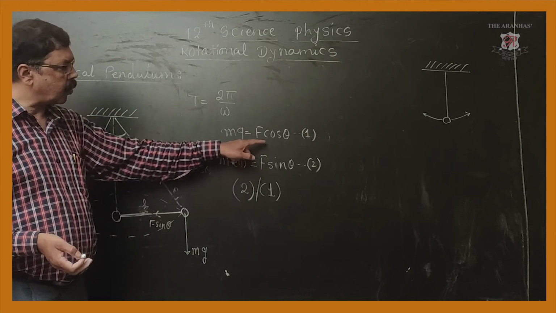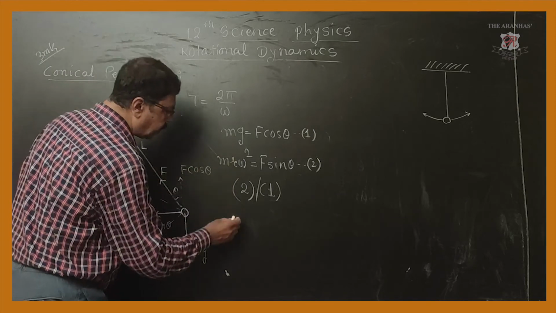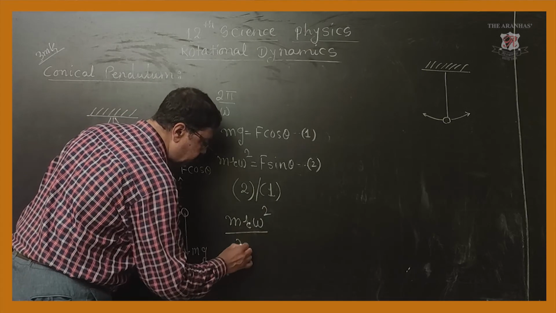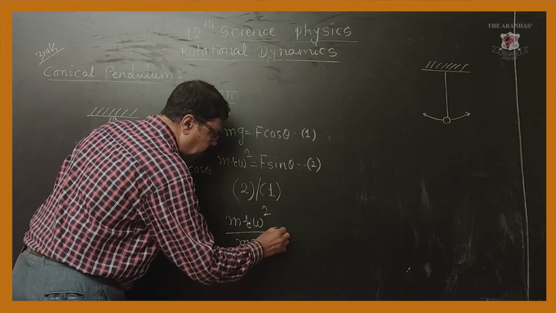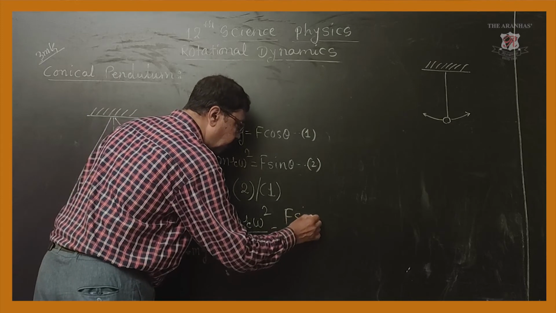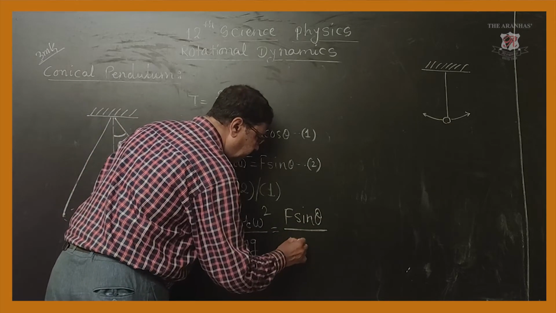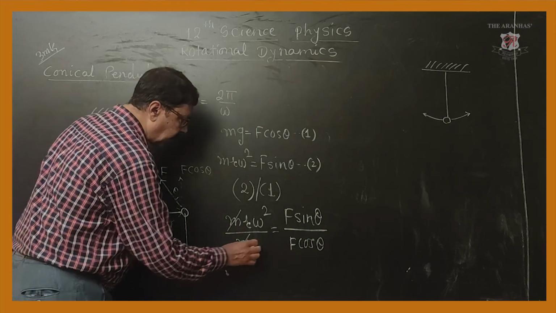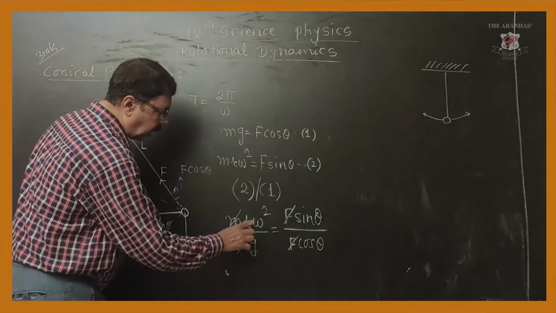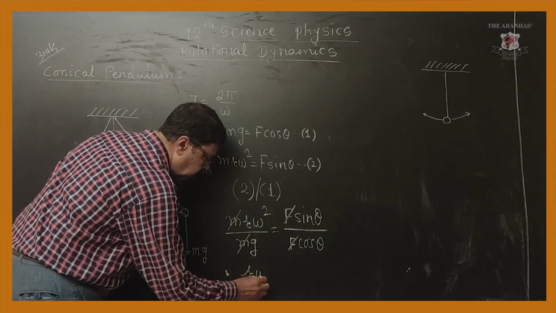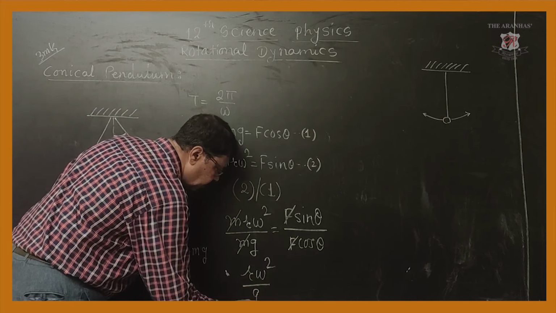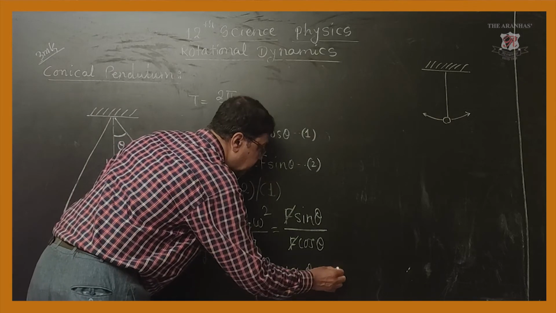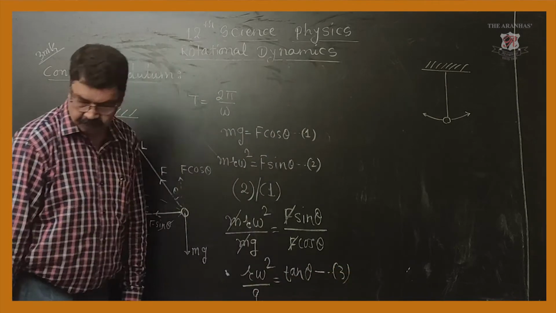Now divide equation 2 by 1. Left hand side by left hand side. mr omega square upon mg equal to F sin theta upon F cos theta. What cancels? m and F. r omega square upon g equal to tan theta. This is my equation number 3.